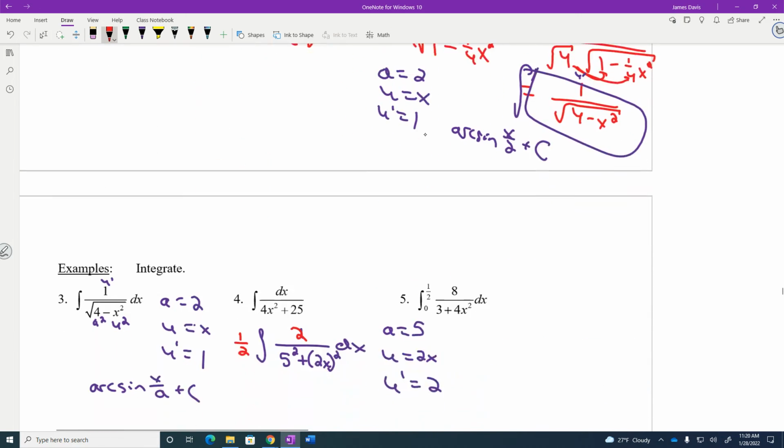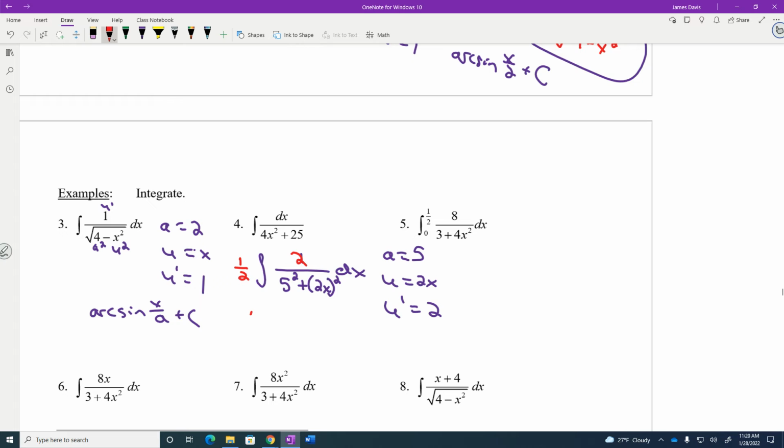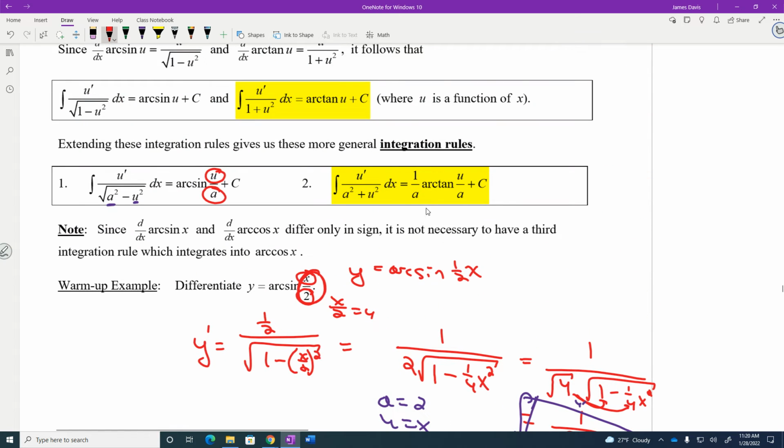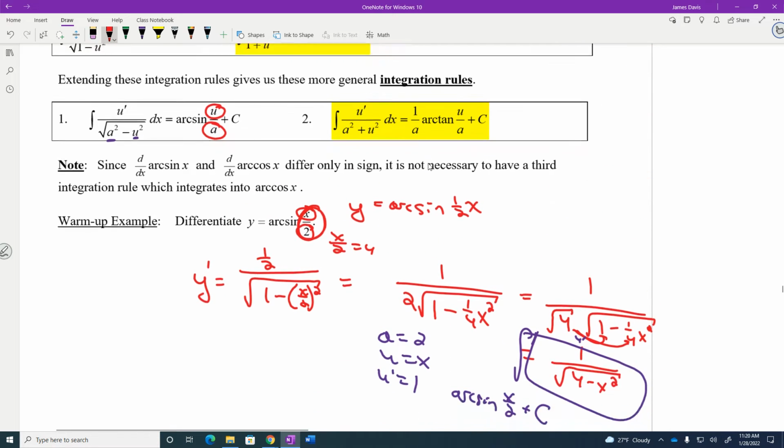So we're going to have this 1/2 out here first. Let's just kind of hang out in front. And then it's going to be 1 over a. That's our formula. It's a little more complicated. It has the 1 over a there.